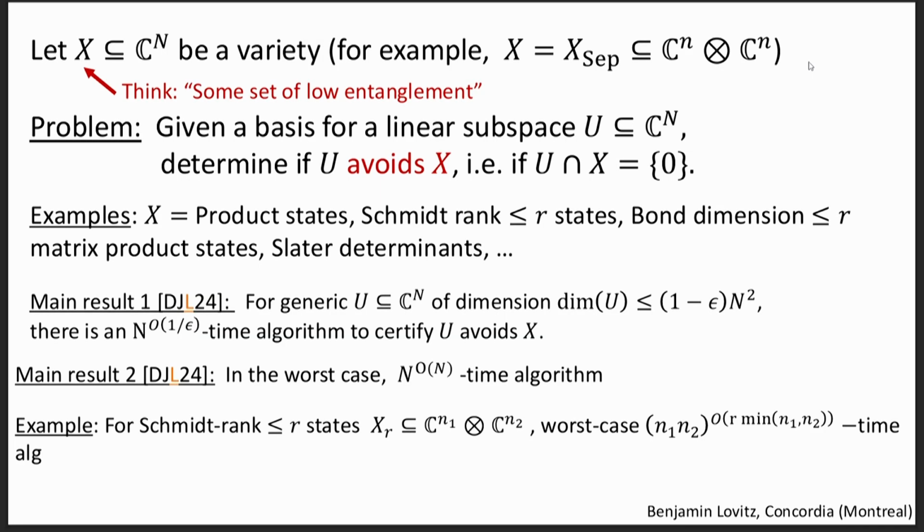In this case, you get an analogous result as I showed before, where you have a worst case algorithm that runs in the following time, n1 times n2 to the order r times min of n1 and n2, where I'm considering now potentially unequal subsystem dimensions. And once again, this is polynomial time. This gives you a worst case polynomial time algorithm for this problem when one of the two subsystems has fixed dimension.